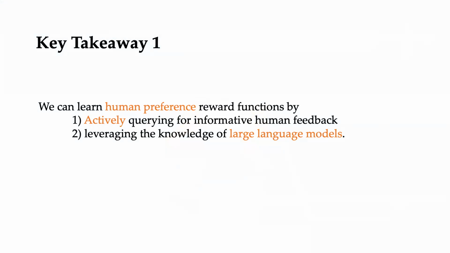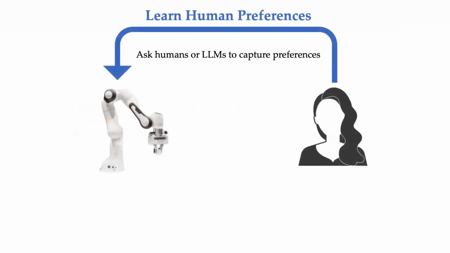And one way of doing that, maybe one more traditional way, is by actively asking questions from humans. That is a way of tapping into informative human feedback. And in addition to that, that's not the only way. You could tap into the knowledge of large language models and try to get at human preferences by asking an LLM or a VLM to give you some feedback and information.